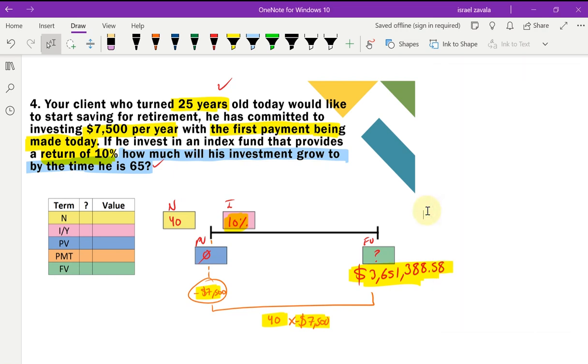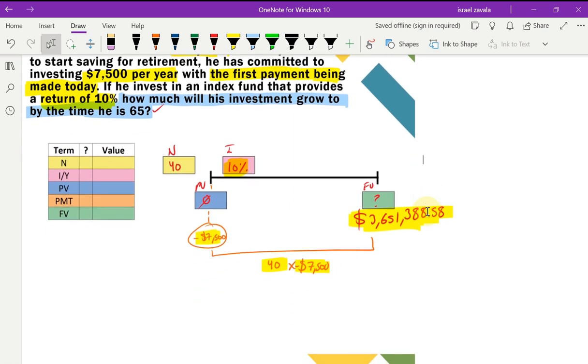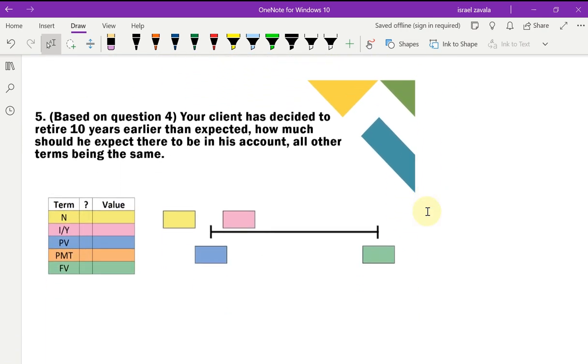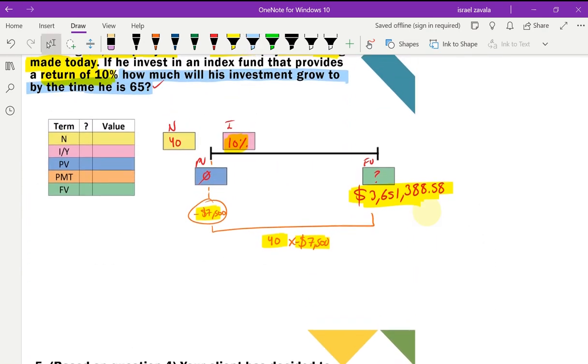Okay, great. I hope that was a little bit tougher question. I didn't think it was anything crazy. Let's keep going. So the next question is based on question number 4. So your client decides to retire 10 years earlier than expected. So here's the question. How much should he expect there to be in his account, all other terms being the same? So this is simple. What we can do is go back to our n and say n is equal to 30, right? He wants to retire 10 years earlier. So how much money is he going to have? Future value. How much is he going to have if he retires 10 years earlier?